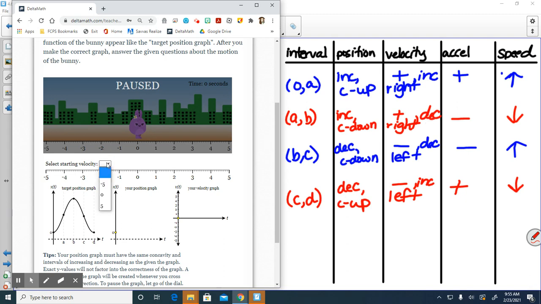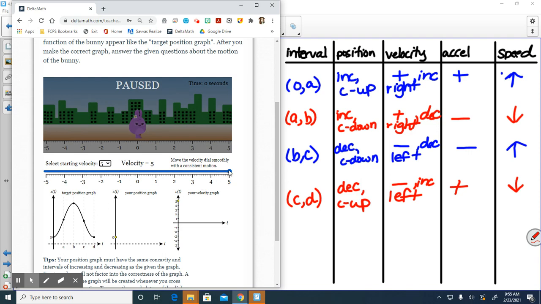If I start the bunny at 5, which is positive, there's no way for me to increase this velocity. So I'm going to start the velocity at 0. And then I'm going to make sure that this velocity stays positive. So I'm going to move this to the right. And that also shows that it's increasing because these numbers are getting bigger.